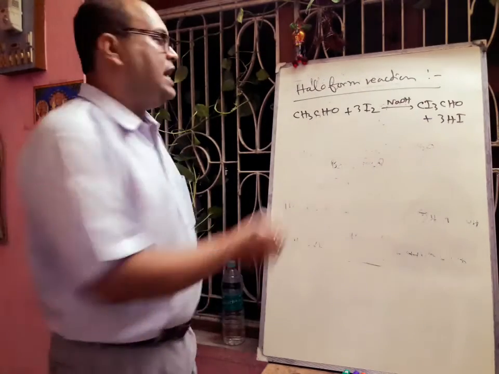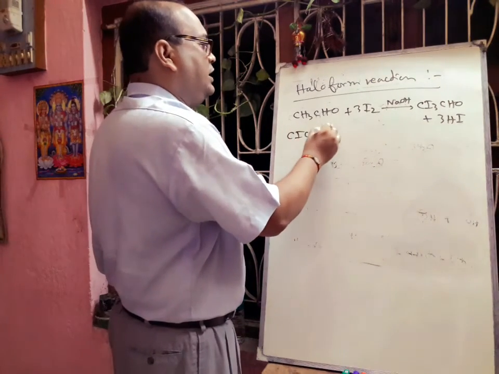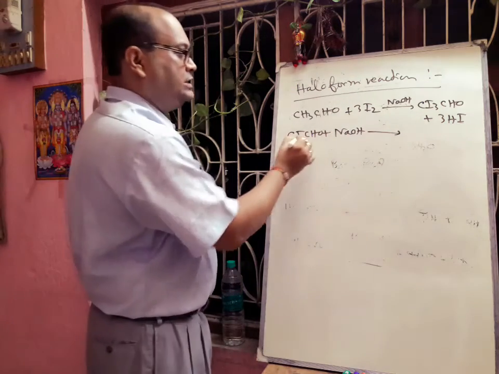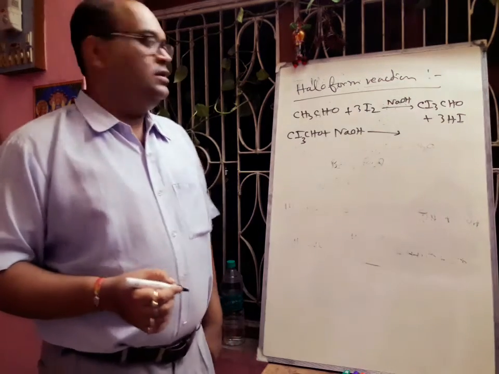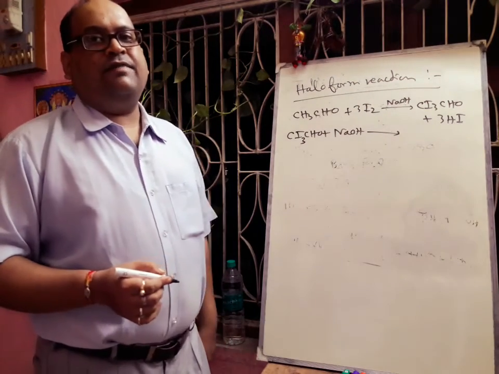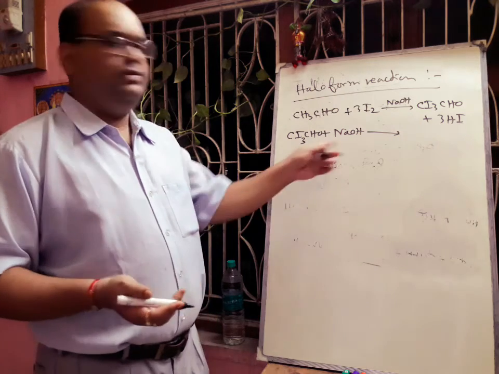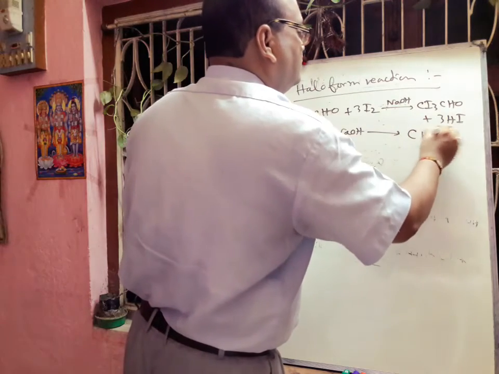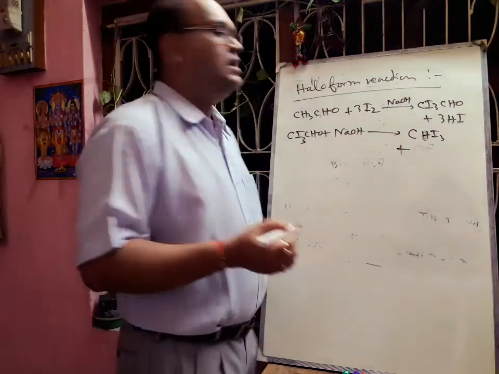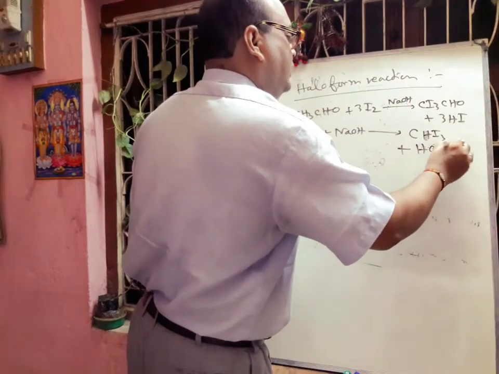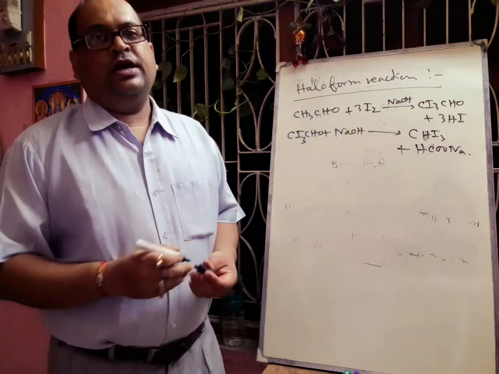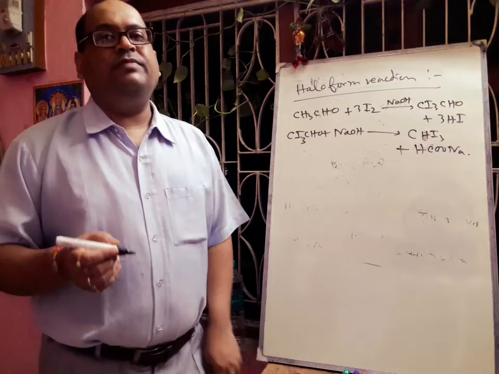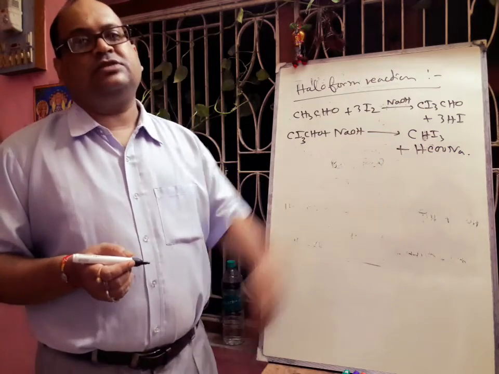Now this CI3CHO will react with NaOH, and in presence of the base NaOH, that will form CHI3, plus there will be formation of the acid salt HCOONa, sodium formate. If we take acetone, there will be the same product, and this product will form a yellow precipitate, that is called iodoform. CHI3 is called iodoform.